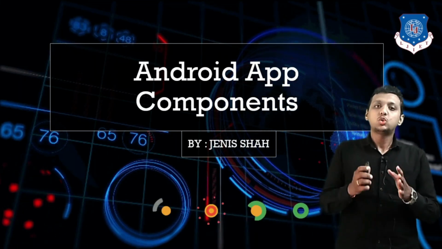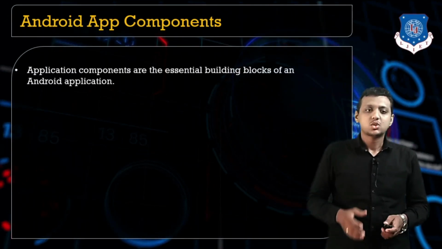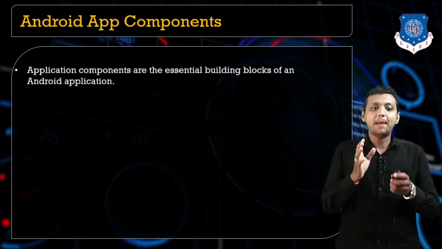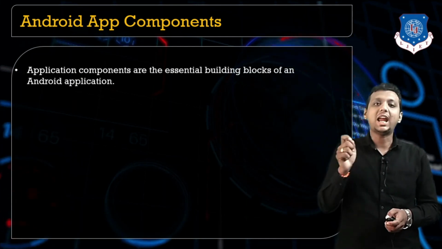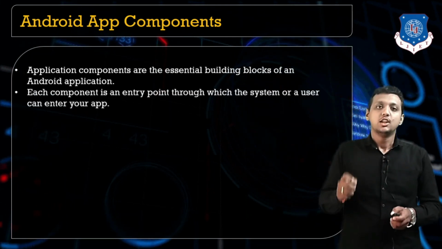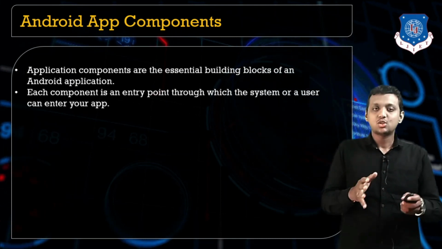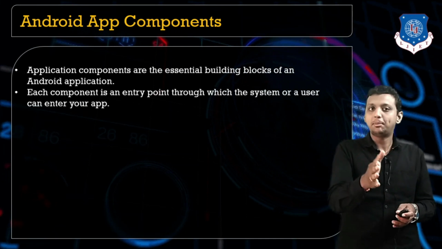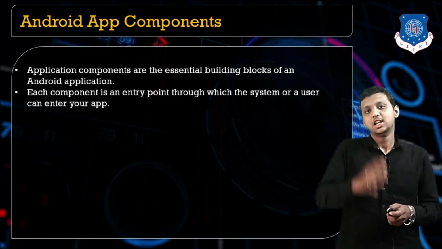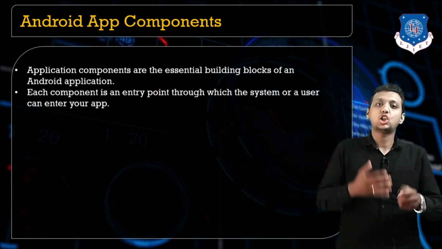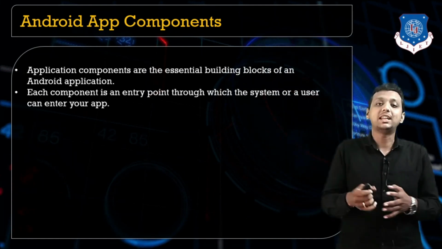So let's begin to understand how the Android app components work. Students, what do we mean by the Android app components? The application components are the essential building blocks for any Android application. From these components you can enter your application. It is something like a gateway or a door for an application, by which you can enter your application or system. The user can directly enter this application, or by using the components, the developer can directly enter such applications' code.